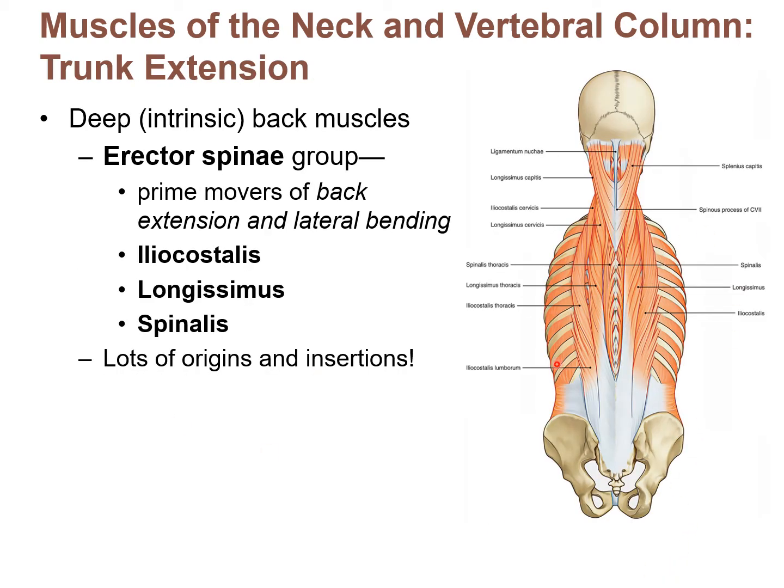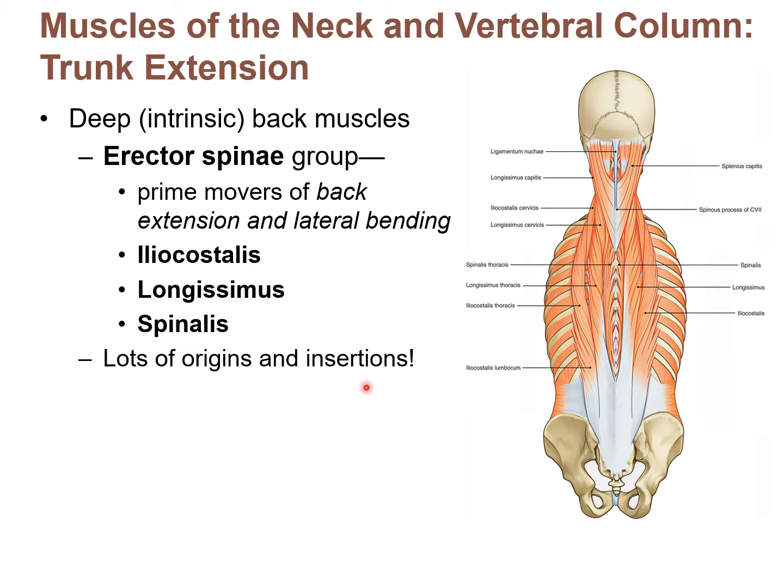Now we're on the posterior side of the neck and trunk here. So these are muscles of the neck and of the vertebral column that perform trunk extension. And what trunk extension is, imagine someone with really good posture, kind of upright, erect posture. That's what trunk extension is, kind of holding your spine extended or upright.